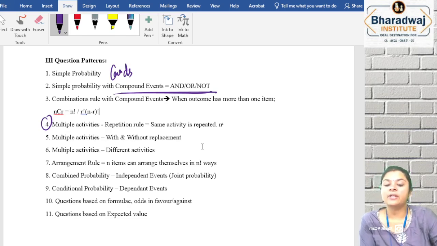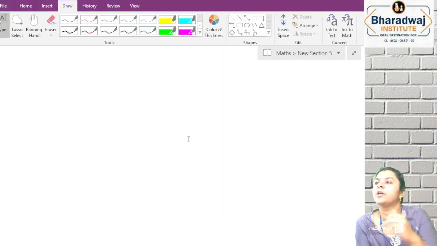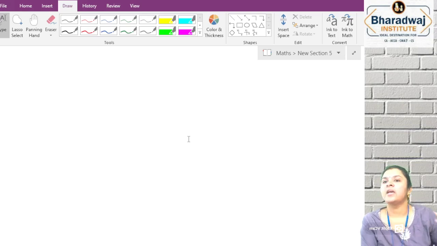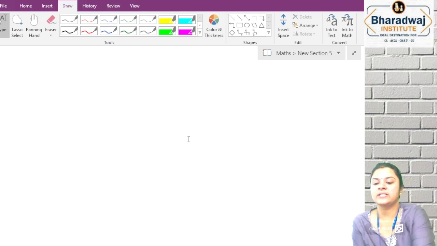With and without replacement. Next rule is with and without replacement. Now, what is the rule of with and without replacement? When you are doing the same activity twice, in the second time, if you are going to put back the selection into the slot, then it is called with replacement. If you are not going to put back the selection into the slot, then it is called without replacement. So let's take an example.